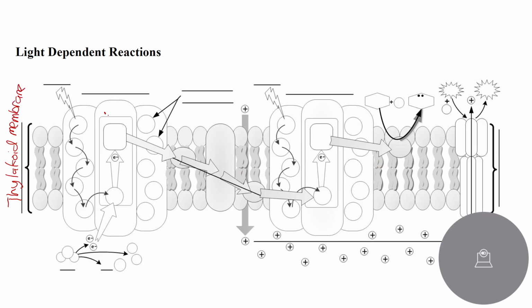And then the thylakoid membrane separates the thylakoid space or lumen from the stroma. And now let's label the major components. I'm going to do this in blue. The major components of the light-dependent reactions are embedded in the membrane.